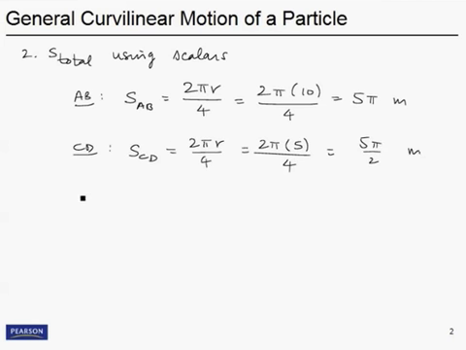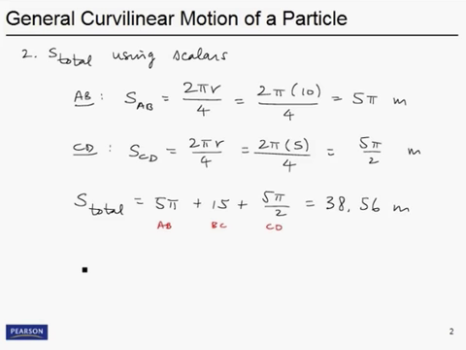So we add that all up. S total is going to be 5 pi plus 15 meters plus 5 pi over 2 meters. Just to be clear, this is segment AB, this is BC, that's CD. Once we do the math, that adds up to 38.56 meters. And if we use our average velocity equation, V average is equal to S total divided by the total time, so that's 38.56 meters divided by the total time.